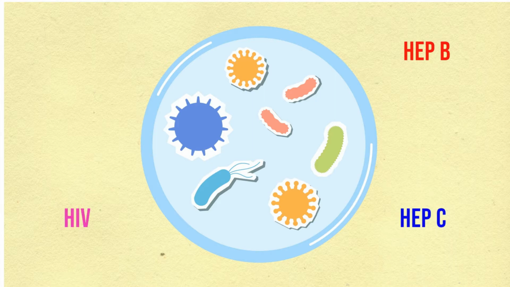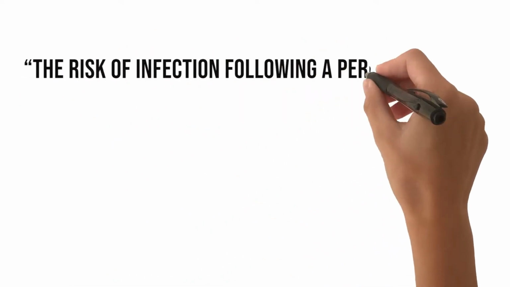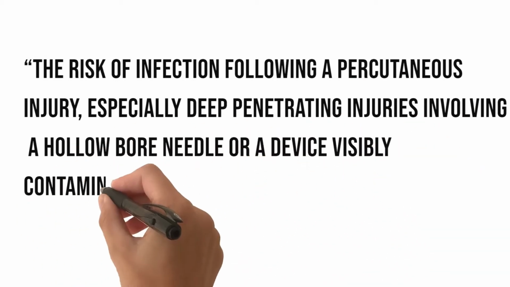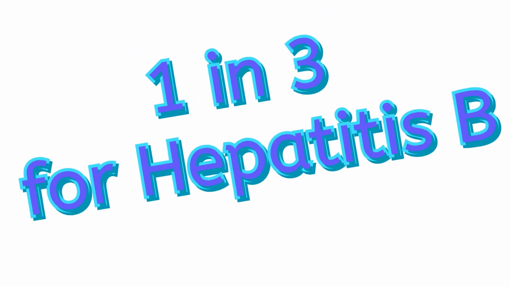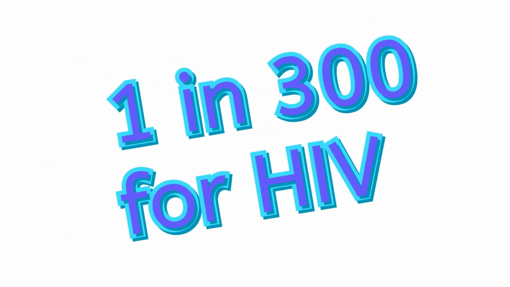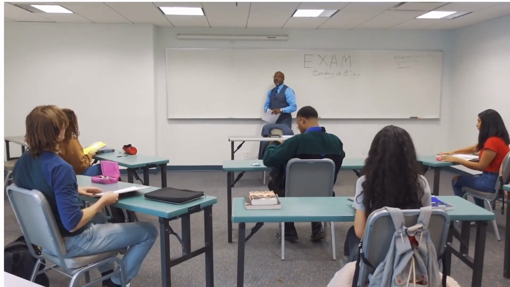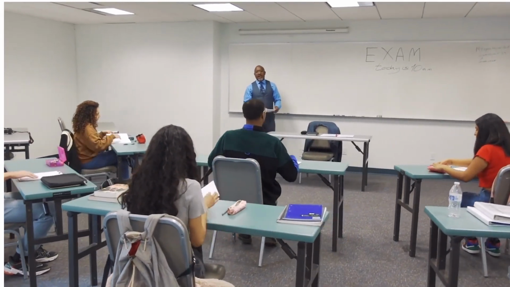HIV. The risk of infection from sharp injuries, as stated by the Health Protection Agency, following a percutaneous injury, especially deep penetrating injuries involving a hollow bore needle or a device visibly contaminated with blood, has been estimated at 1 in 3 for hepatitis B, 1 in 30 for hepatitis C, and 1 in 300 for HIV. As part of your OSCE examination, it's very important that you are able to demonstrate how you can prevent inoculation injuries and also what steps to take if an inoculation injury has taken place.